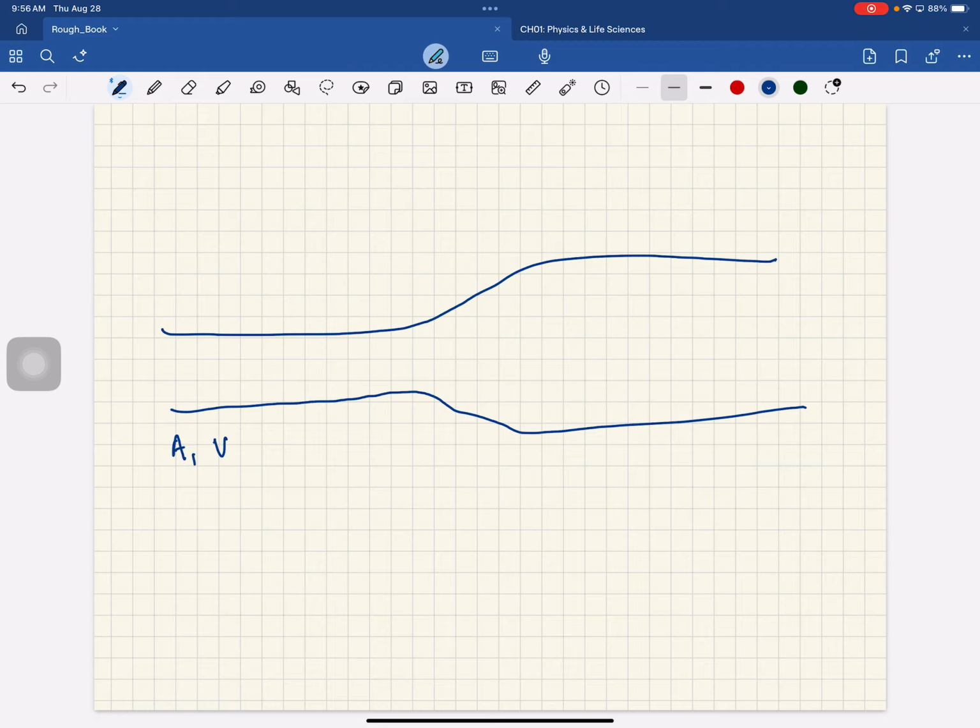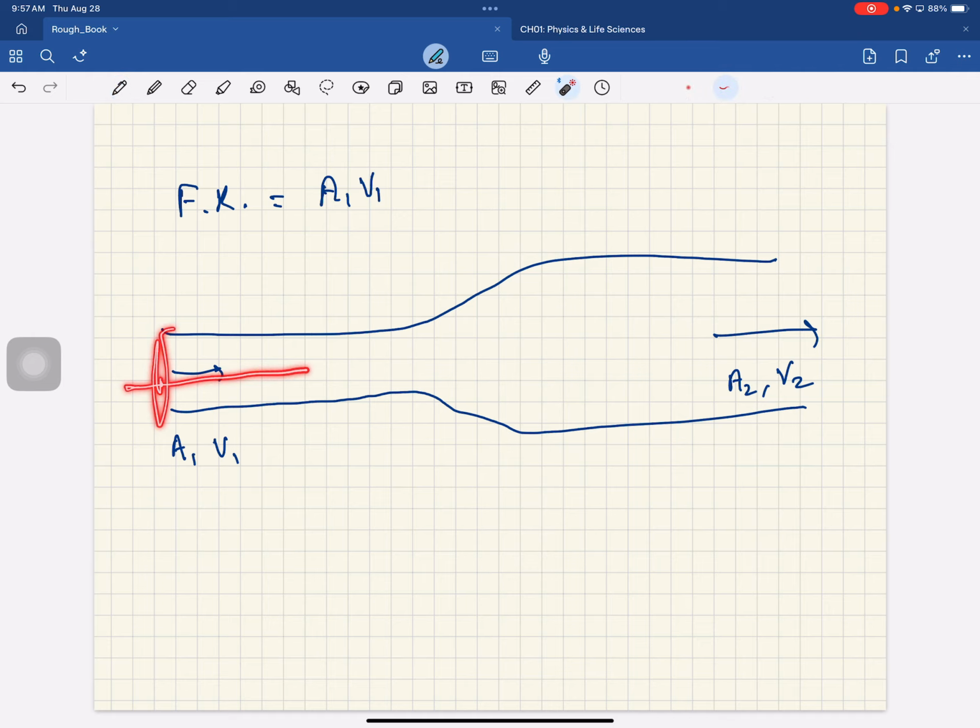A1 is the area, V1 is the speed at this location, A2 is the area, V2 is the speed at this location. Let's say we have some kind of fluid flowing, it could be blood, water, whatever. The flow rate, that's how many gallons of fluid are going per minute, or liters per second, however you want to measure, is A1 V1: the area of cross section times the speed of the fluid.